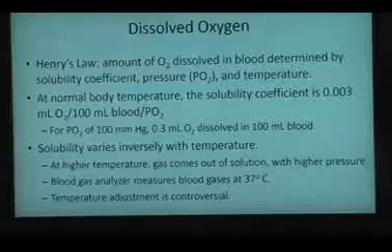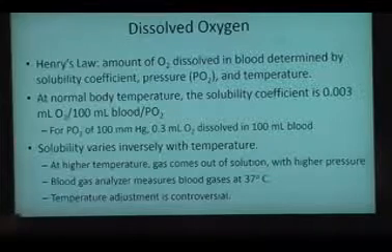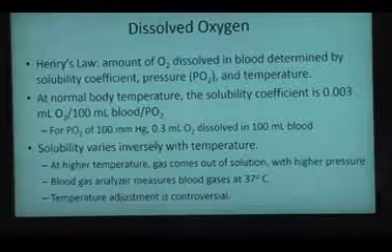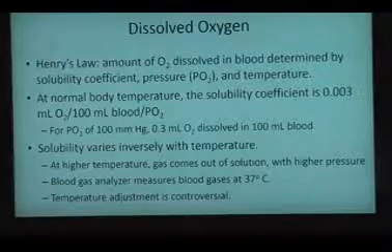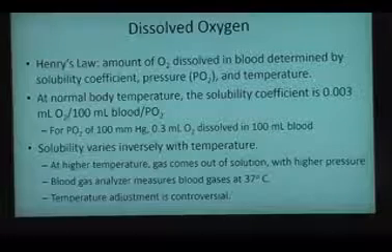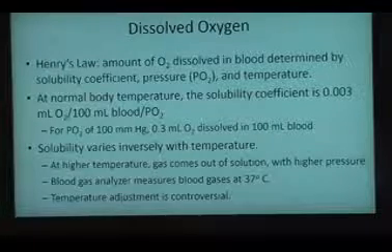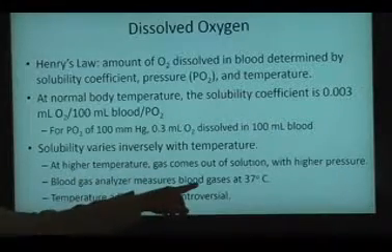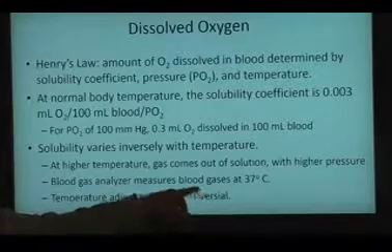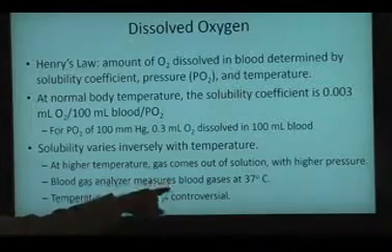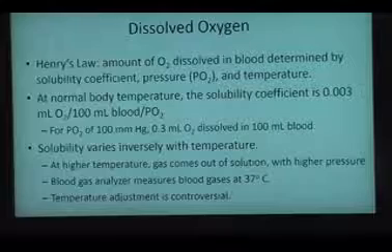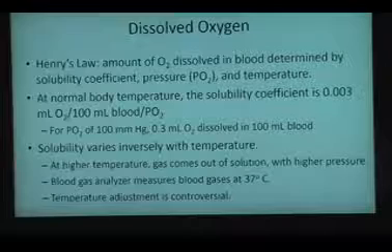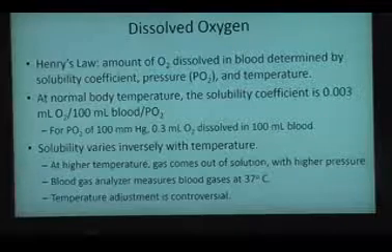Solubility varies inversely with temperature. So at a higher temperature, gas comes out of solution and exerts a higher pressure. Why is that important clinically? Well, why that is important clinically is that blood gas analyzers measure the PO2 and the PCO2 at 37 degrees centigrade. So if the patient's temperature is other than 37 degrees centigrade, what the blood gas analyzer measures will be different than what the PO2 is in the patient.